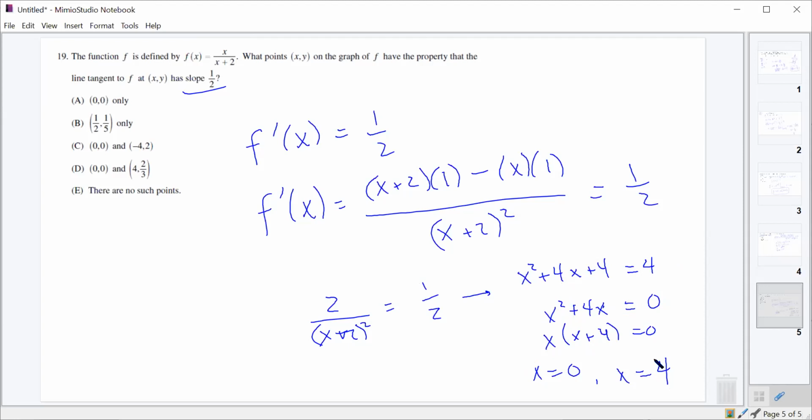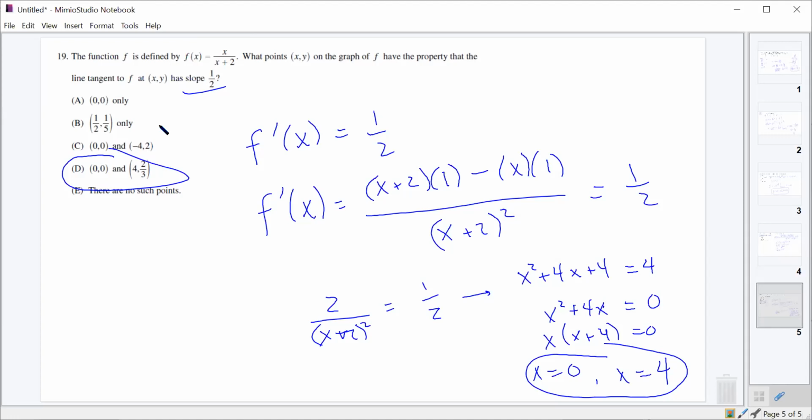And that's it. x equals 0, x equals -4 tells us that it must be choice D, (0, 0) and (-4, 2/3). You could plug in (0, 0) to make sure that satisfies this equation, and -4, right? 4/6 is 2/3, the same thing. Yeah, and that's that one.